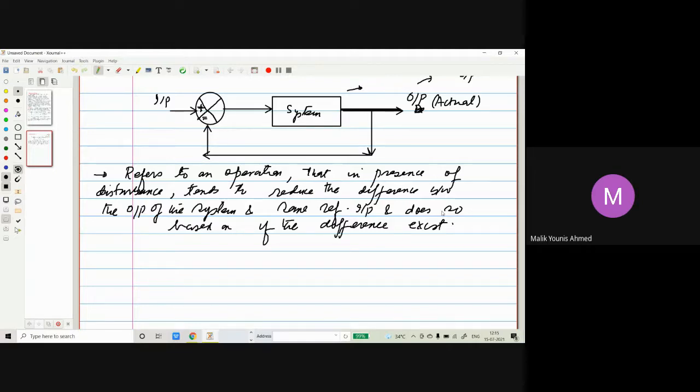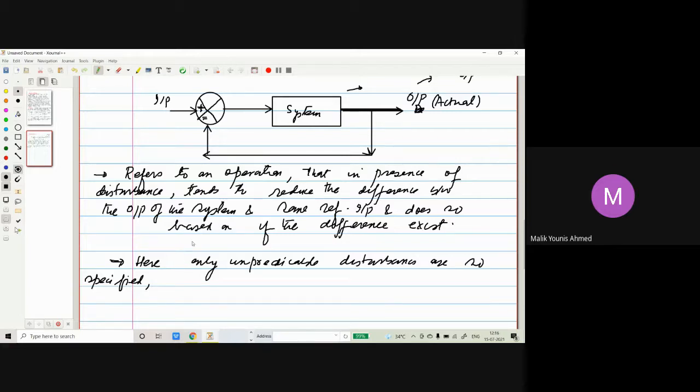The unpredictable disturbance can be so specified. Here, in control system, only unpredictable disturbances, which cannot be predicted, are so specified. We are specifying those disturbances which cannot be predicted by the control system.